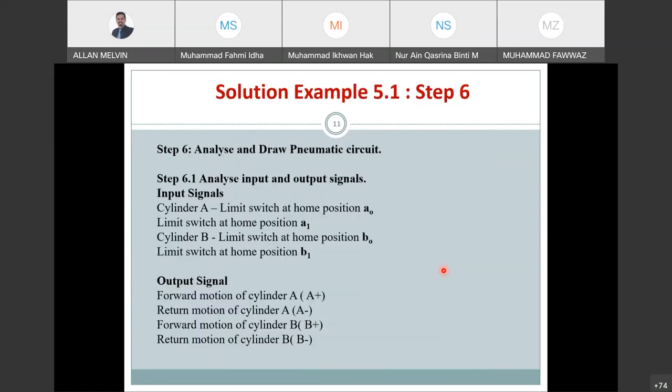Then step 6, analyze and draw the pneumatic circuit. So once you have settled the basic part, step 1 to 5, then you go into drawing. Usually we forget the front part. We think, oh, I don't want to waste time. Actually, when you draw that, it will give you a guide so that you don't make mistakes.